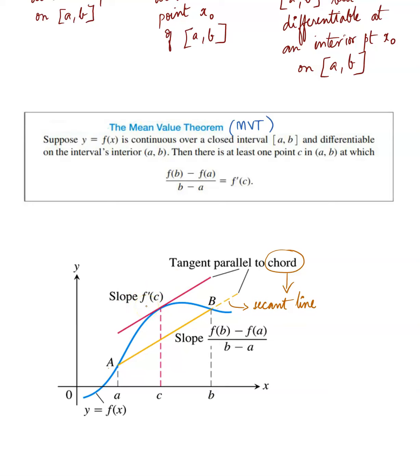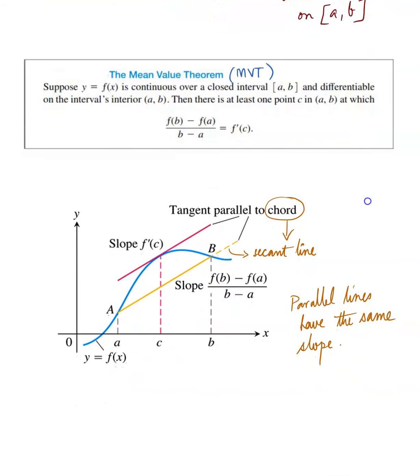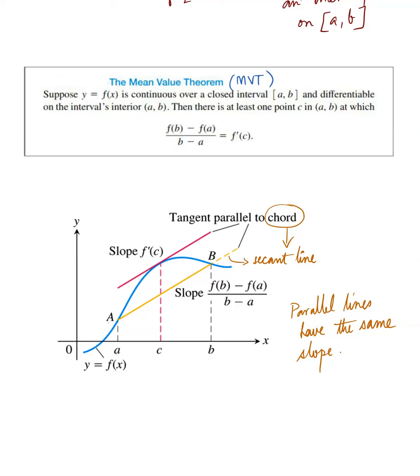And why will that be equal to each other? That's because that's a property of parallel lines, right? Parallel lines have the same slope. This is a property we learned in algebra, and that's a property that helps us to prove this MVT. So this implies that the slope of the secant line AB is the same as the slope of the tangent line because they are parallel.